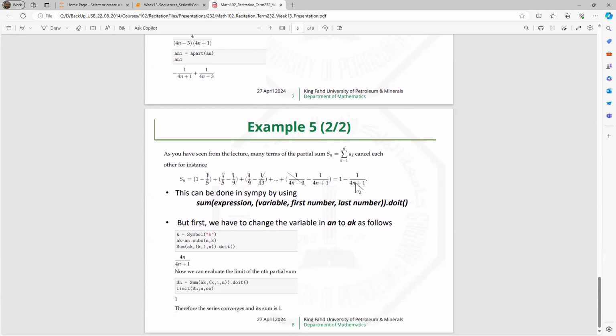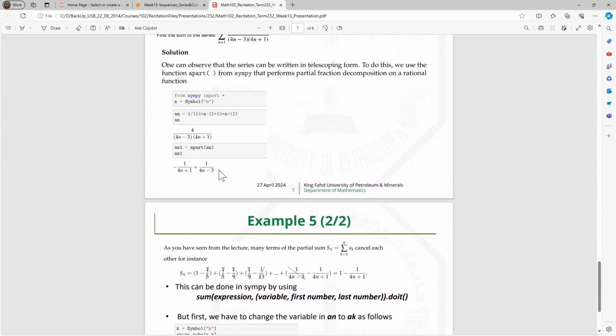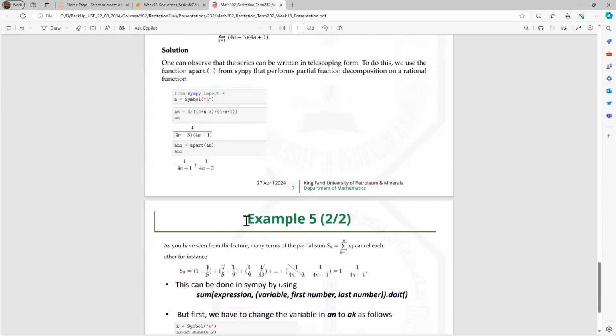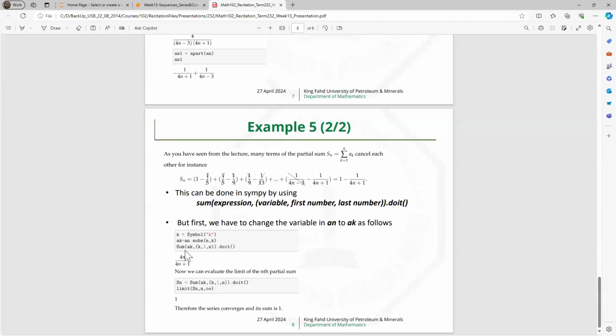Now, what should we do? We take this last part and we will perform a sum of expressions. So we'll define k as a symbol, and ak would be a substitution of n by k into an. What is an? An was the initial value we had before. So we'll sum up the ak's from k equal to 1 to n, and we'll ask it to do it. So that's what we get. We get 4n over 4n plus 1.